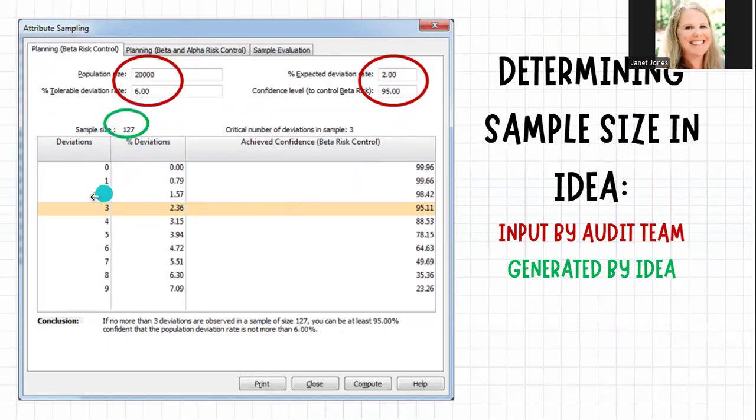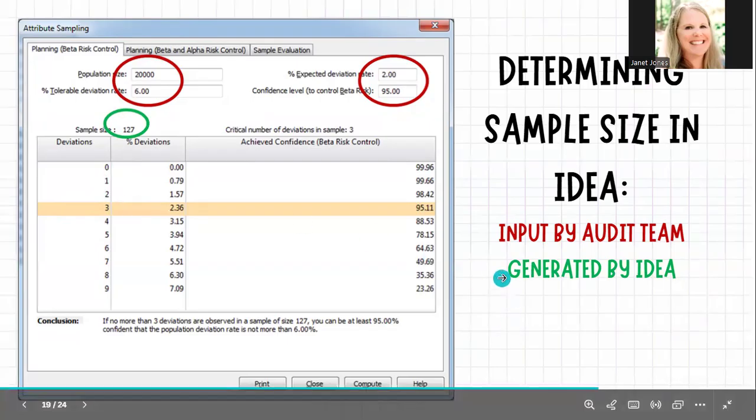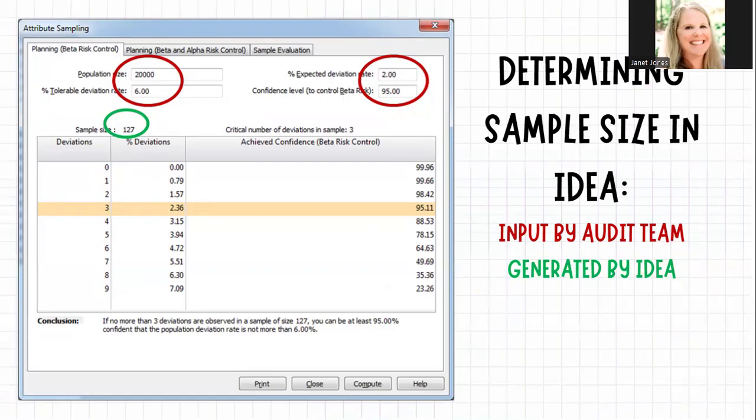And in addition to the sample size, it's going to tell them that as long as they don't find more than 3 deviations, they're going to be within the realm of their confidence level. So if they find 3 deviations, they're going to have a confidence level of 95.11. Their confidence level was 95. So they just can look at 127 items and their goal is not to find more than 3 deviations to be within what they had anticipated. So that is how we would enter attribute sampling into a particular audit software to tell us how many items we need to look at.